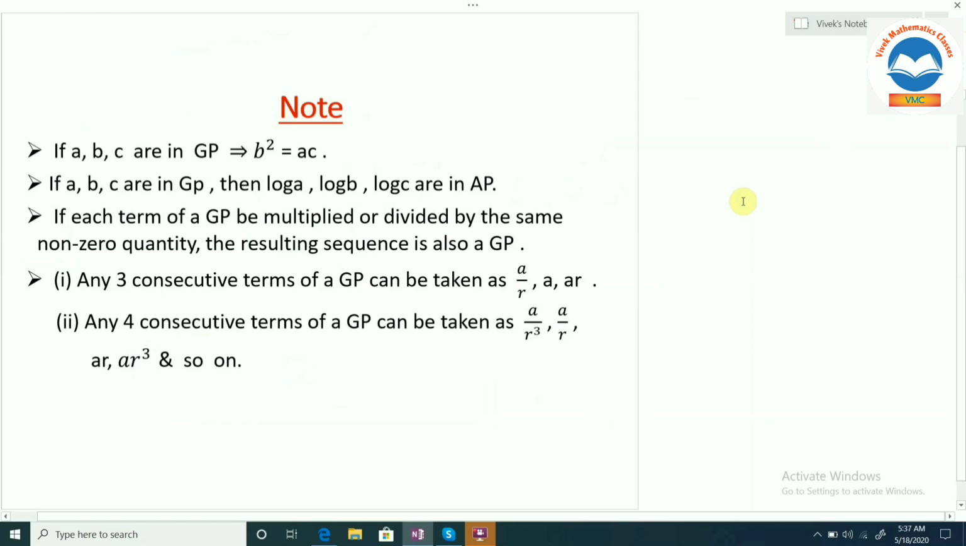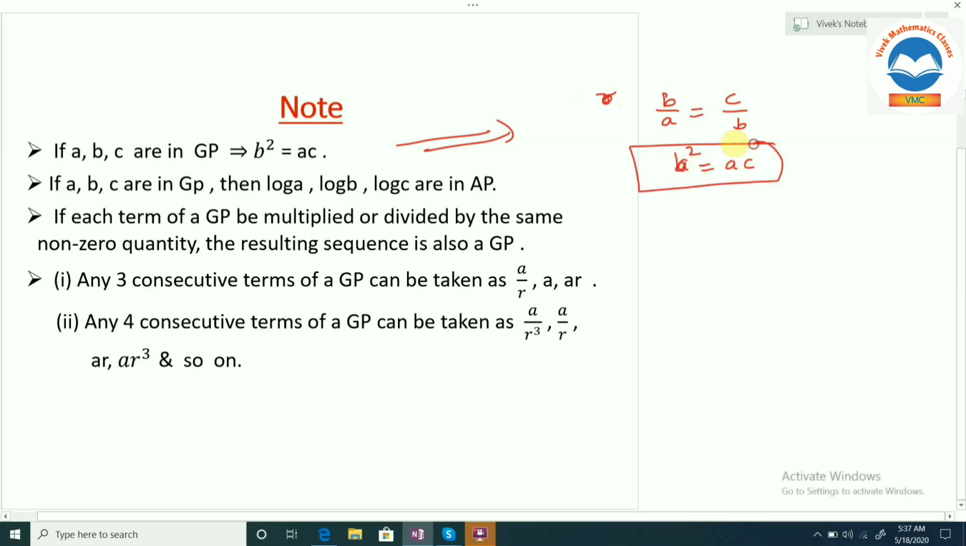Here we have given some bullet points. First one, if three numbers a, b, c are in GP, we can write b square equal to ac. If three numbers are in GP, what can we write? Second term divided by first term, it means b by a, will be equal to third term divided by second term, it means c by b. If you cross multiply, you will get b square equal to ac.